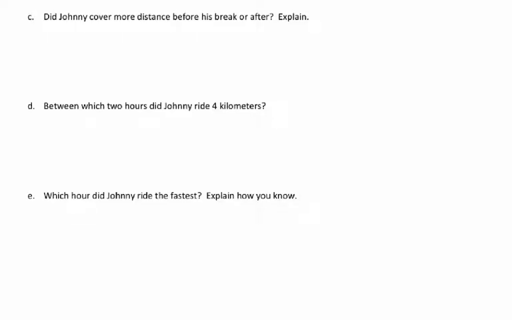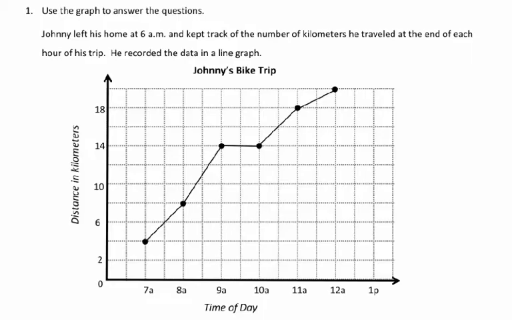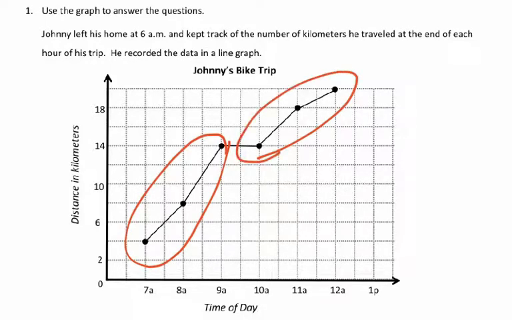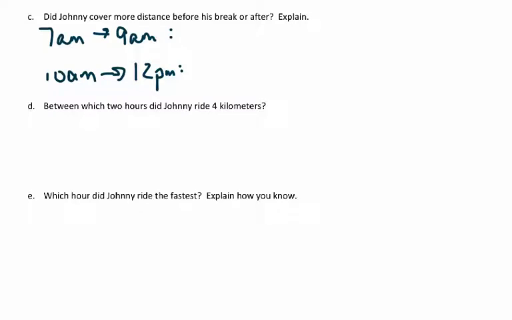And the first question that I'm going to go ahead and cover is number 1, part C, and it said, did Johnny cover more distance before his break or after? So like we talked about, the break happened between 9 a.m. and 10 a.m. So did he travel more between this time or between this time? Okay. So at 7 a.m. he was at 4 kilometers. And then he rode up to 14 kilometers.